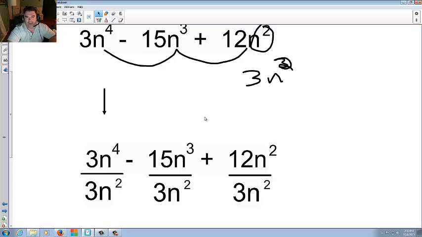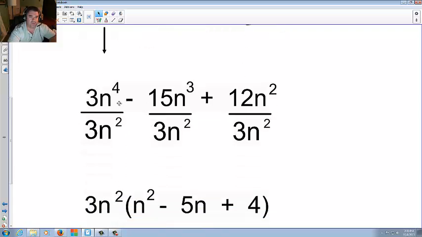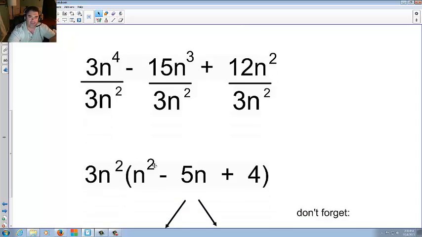Now in this case I break my own rule. I don't do one thing at a time, I do it all at once. But that's okay. 3n to the 4th divided by 3n squared is going to leave me n squared. Negative 15 divided by 3 is 5, or minus 5, whichever. N cubed minus n squared leaves me an n, not minus, divide. And 12 divided by 3 is 4, n squared divided by n squared goes away. So now I have 3n squared on the outside, and I have n squared minus 5n plus 4.